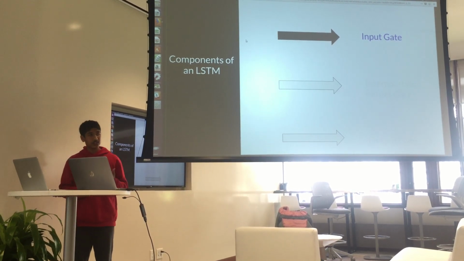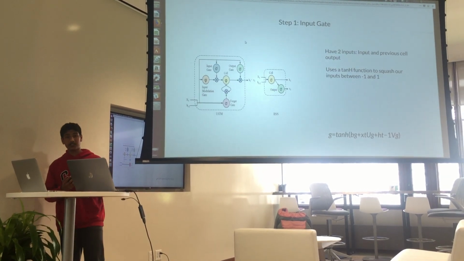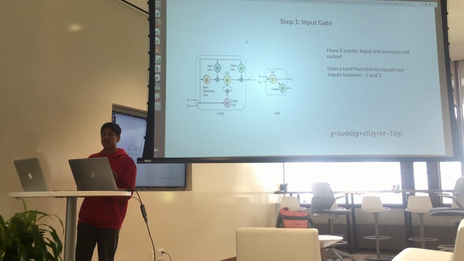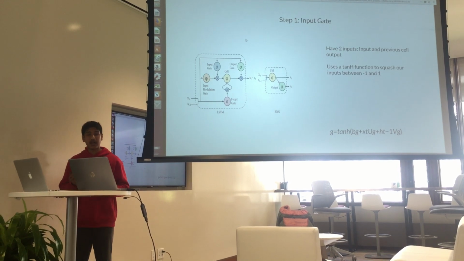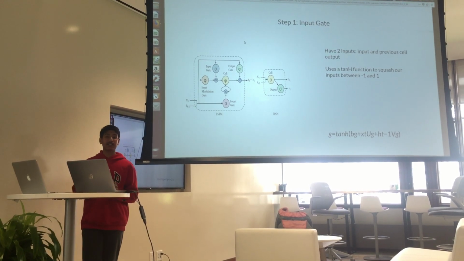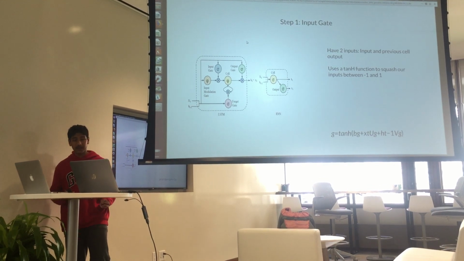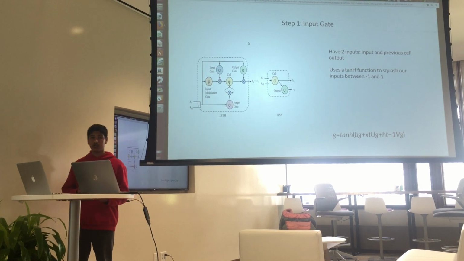So first, let's look at the input gate. The input gate has 2 inputs: the current input and the previous cell output. First, it uses a type of activation function called a hyperbolic tangent, also known as the tanh function, which squashes our inputs between 1 and -1. On the bottom right corner, that's the equation for our squashed inputs.